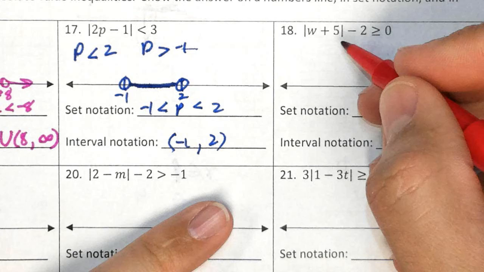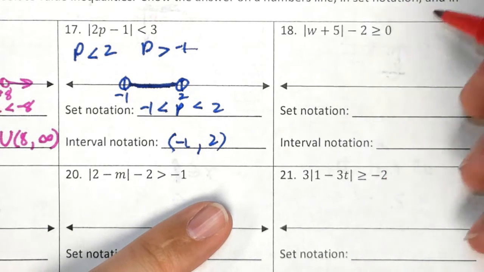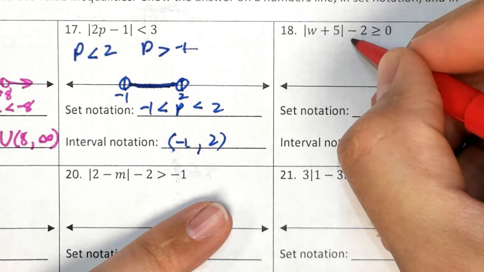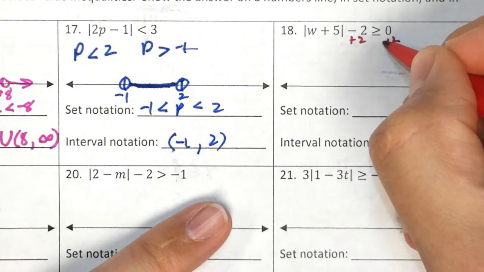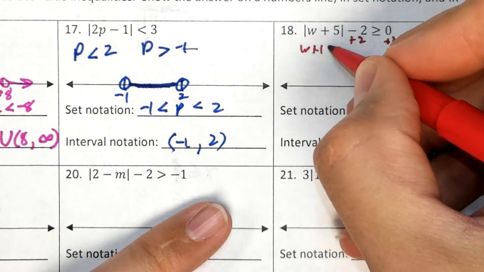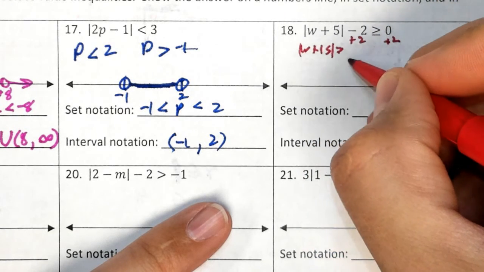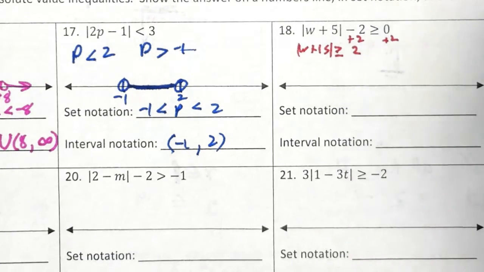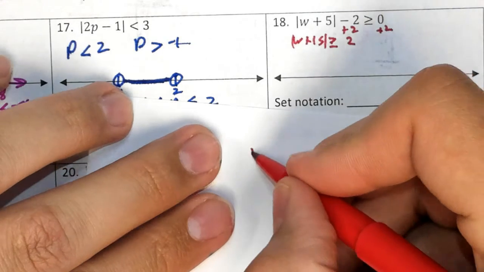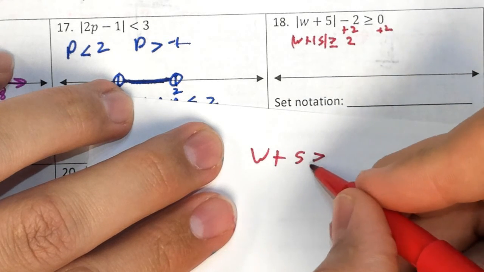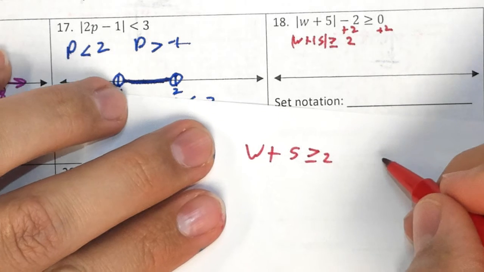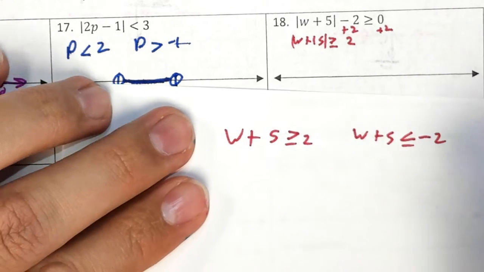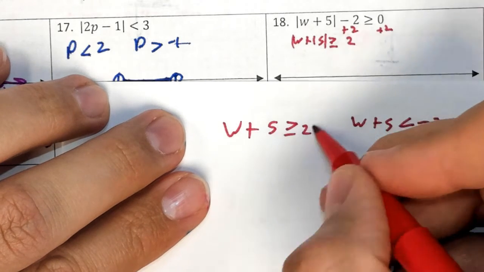Not going to go through and solve all this, but I think we end up with, did I do this right? Let me just double check. Plus 2, plus 2. W plus 5 is greater than or equal to 2. And the other one when we split it up is W plus 5 is less than or equal to negative 2. Let me go ahead and solve this.